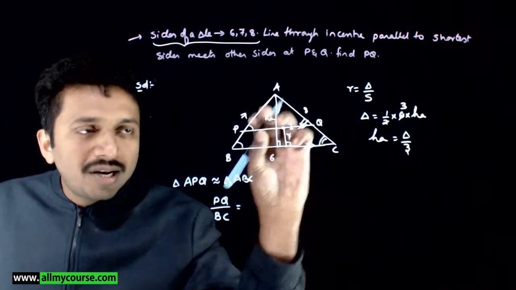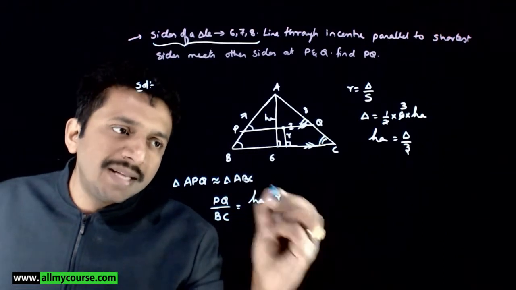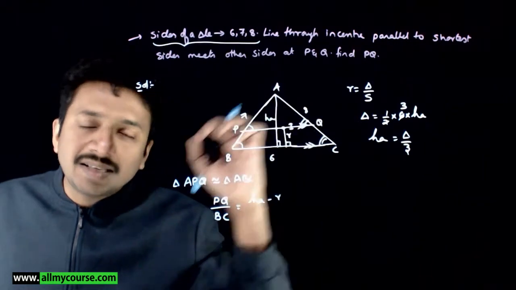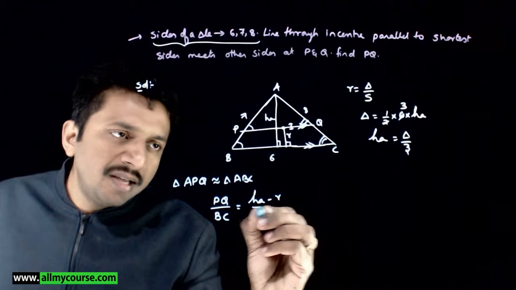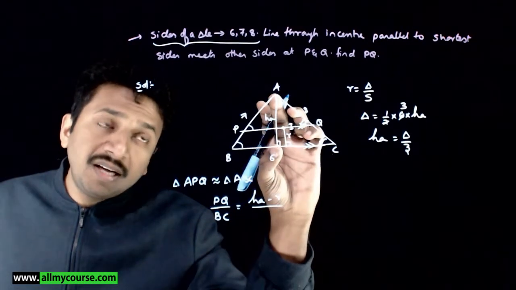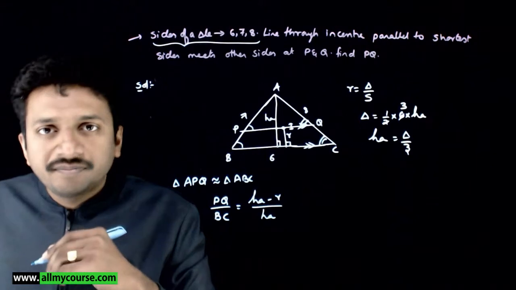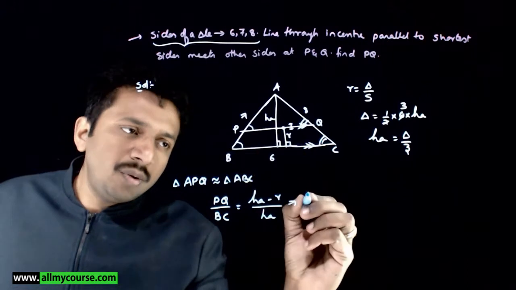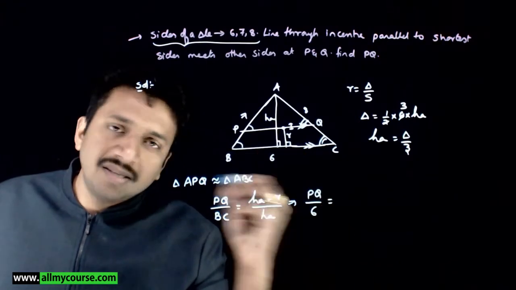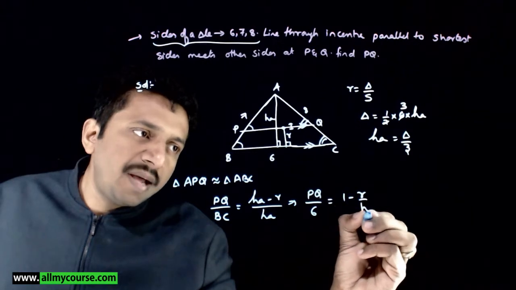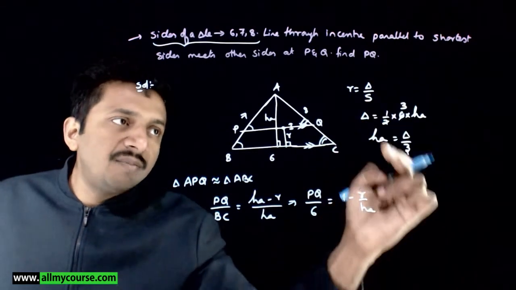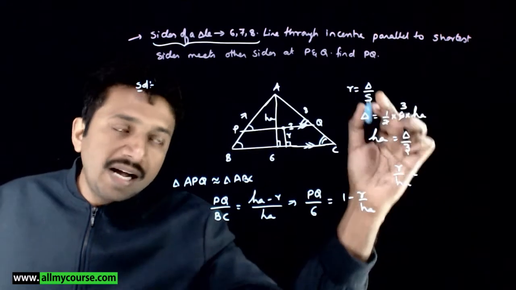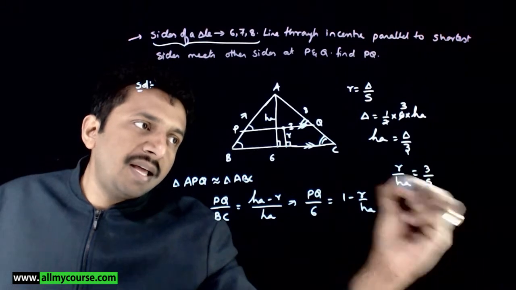So what is the height of this small triangle? HA minus r. The total height is HA. This length is r. So HA minus r is the height of the small triangle divided by the height of the total triangle HA. And this implies PQ by BC, where PQ is unknown and BC is 6, is equal to 1 minus r by HA. And r by HA can be found from this. So r by HA is equal to delta by delta by 3, delta gets cancelled, you get 3 by S.